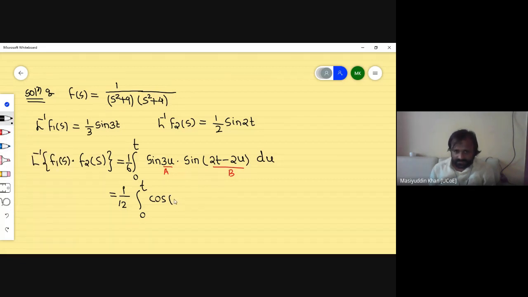pi u minus 2t, right? Cos of a minus b. So cos of a minus b, we are getting this part, then minus cos of a plus b. So a plus b, 3u minus 2u, remaining is u. So you will get u minus or plus 2t into du.